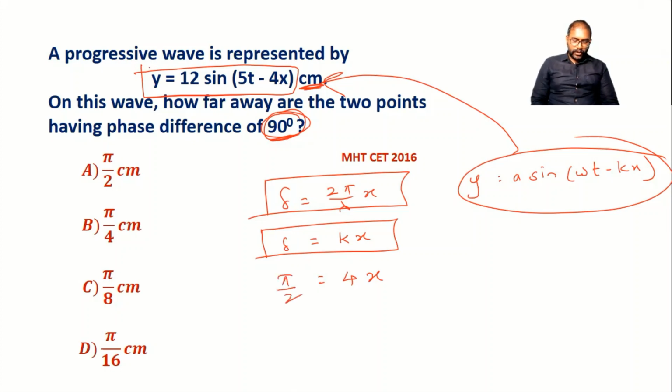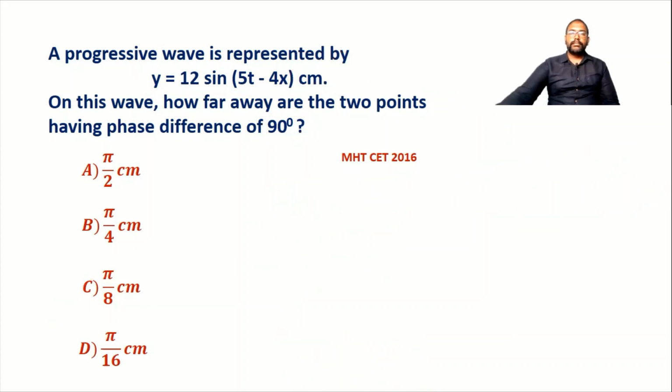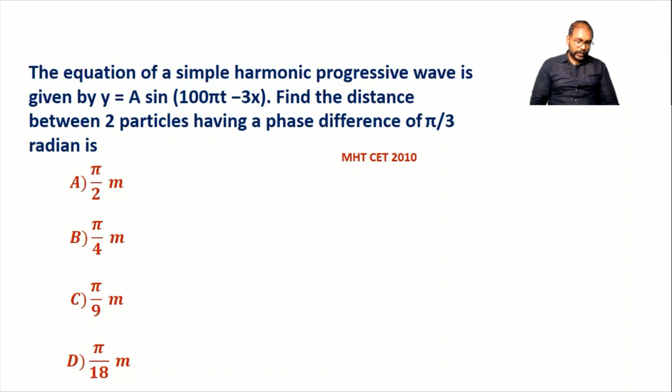So here, this 4 we can shift to this side. So pi divided by 2 into 4 is x, means pi by 8 is equal to x. This pi by 8 is written in option C, so option C is the correct option. It is given in centimeter, so the unit is centimeter. Now next question.